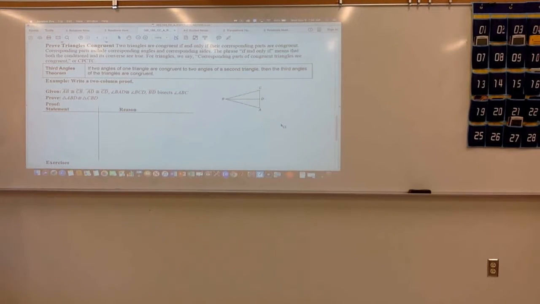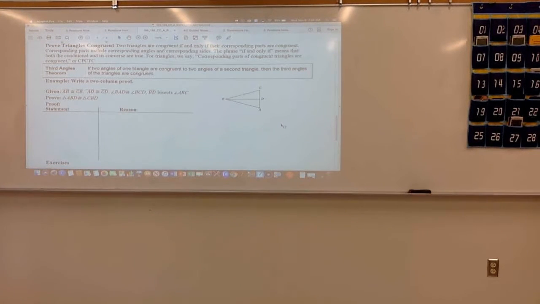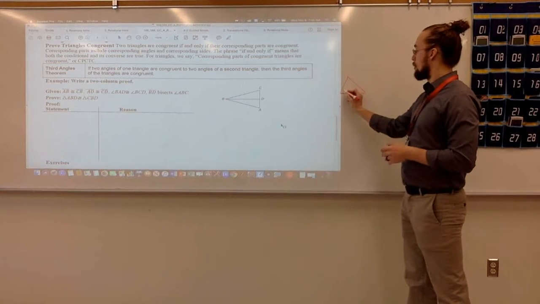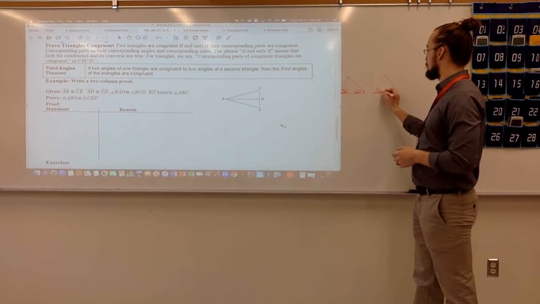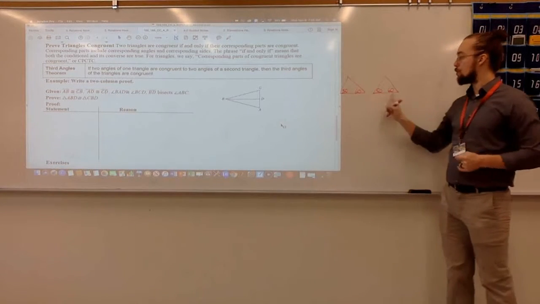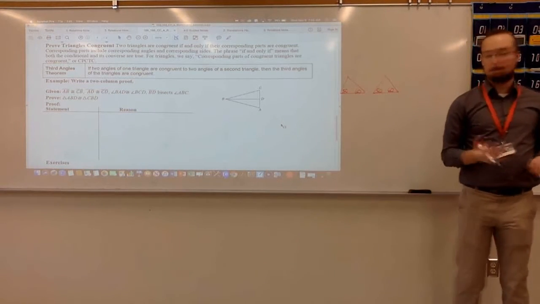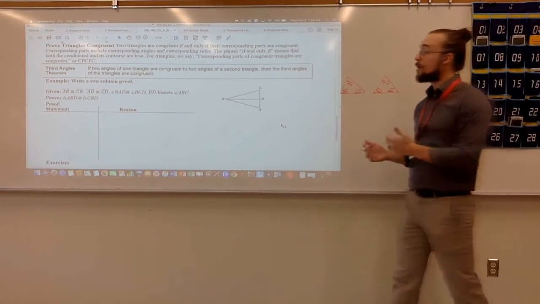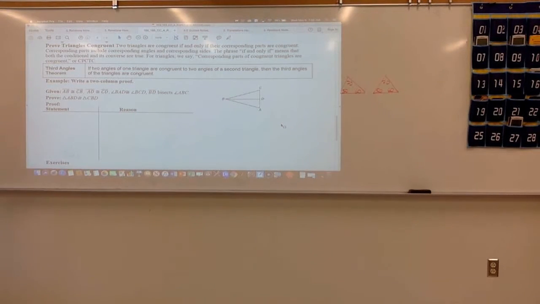If I have shown that two angles of a triangle are congruent to two angles of another triangle, then the third angles have to be congruent. There's no way for them to not be. If I have two triangles, and I know this angle's 50 and this angle's 60, and I have another triangle and this angle's 50 and this angle's 60, once I've shown that two pairs of angles are the same, well, the third pair of angles has to be the same. In this case, both have to be 70. So once I've shown two pairs of angles are the same, I can just claim the third pair is the same by the third angles theorem.